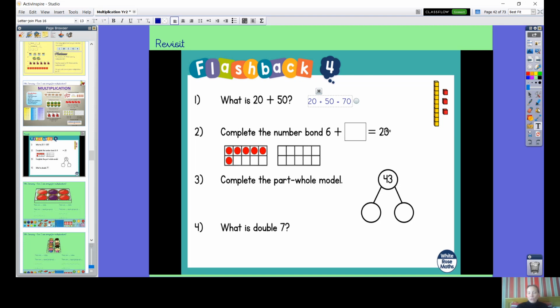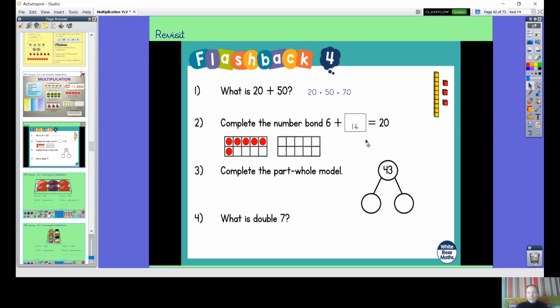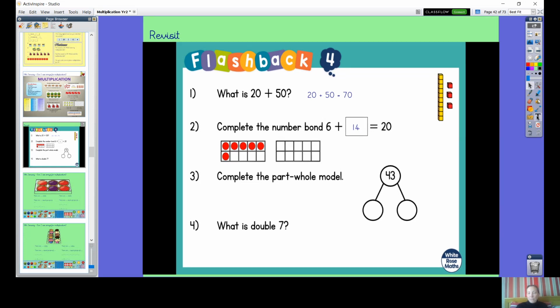6 add what equals 20? We've got some tens frames here to help us. So we know that 10 add 10 makes 20. There's already some counters on here. So let's work out how many are the blank ones. So we've got 10, 11, 12, 13, 14. So we know that 6 add 14 makes that 20.